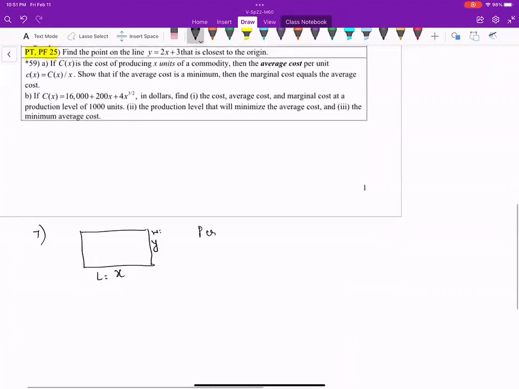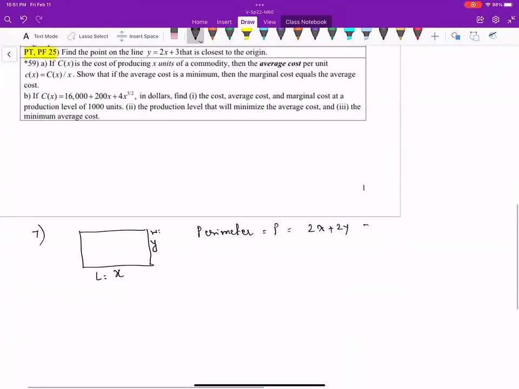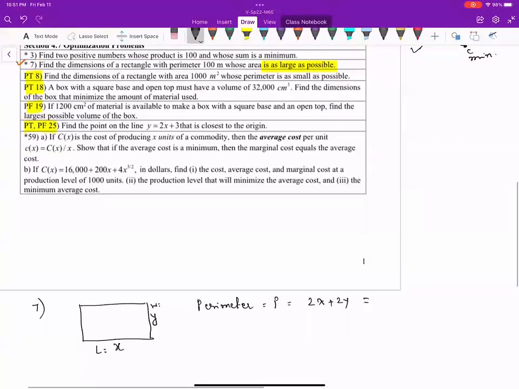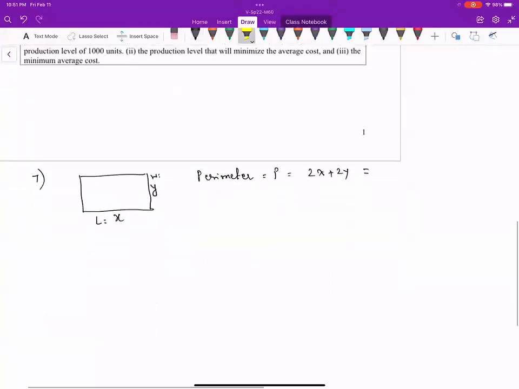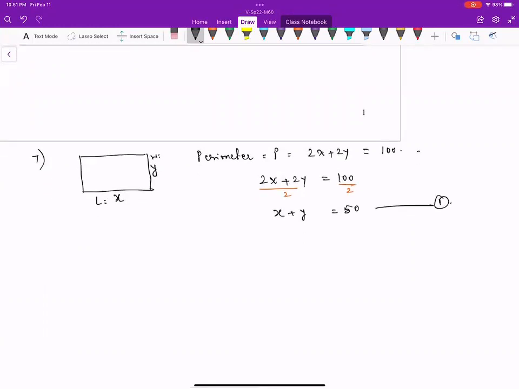So what is the perimeter of a rectangle? P equals 2x plus 2y. This is given to be 100 meters. So 2x plus 2y equals 100, which is given. If you divide everything by 2, you get x plus y equals 50. We'll call it equation 1. So length plus y equals 50.